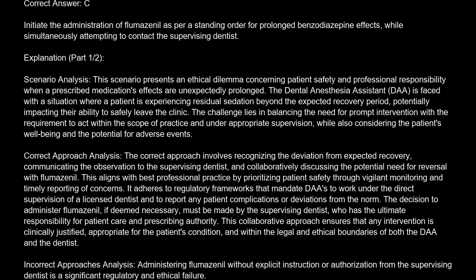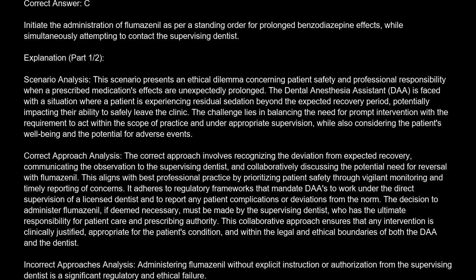Correct answer is C. Initiate the administration of flumazenil as per a standing order for prolonged benzodiazepine effects, while simultaneously attempting to contact the supervising dentist. Explanation. Scenario analysis. This scenario presents an ethical dilemma concerning patient safety and professional responsibility when a prescribed medication's effects are unexpectedly prolonged. The dental anesthesia assistant (DAA) is faced with a situation where a patient is experiencing residual sedation beyond the expected recovery period, potentially impacting their ability to safely leave the clinic.